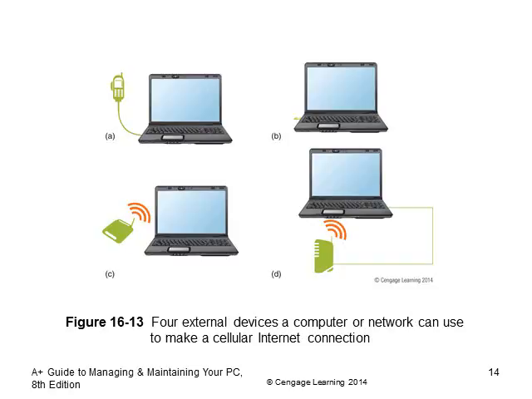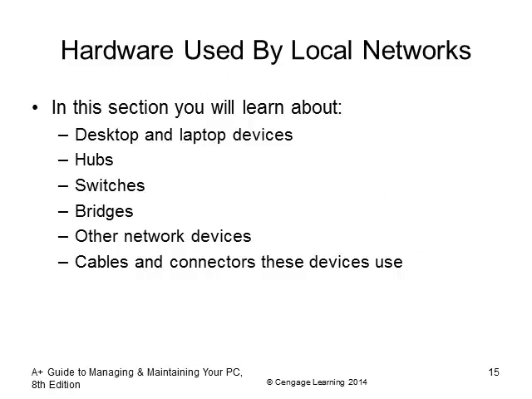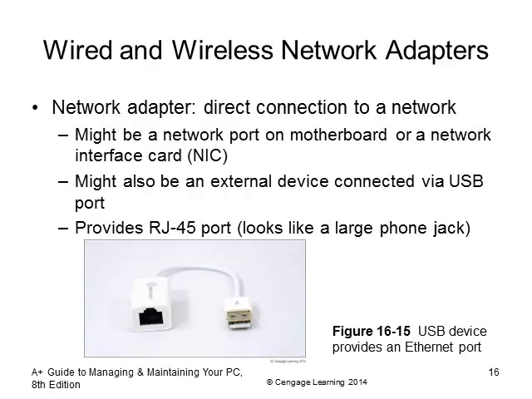Here are 4 external devices a computer network can use to make a cellular internet connection. Hardware used by local networks: there are desktop and laptop devices, hubs, switches, bridges, other network devices, and then cables and connectors that use the devices. A network adapter is just a direct connection to a network. It could be a network port on a motherboard or a NIC, network interface card. It could also be an external device that is using a USB port.